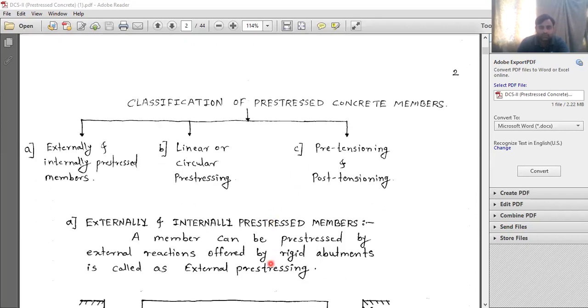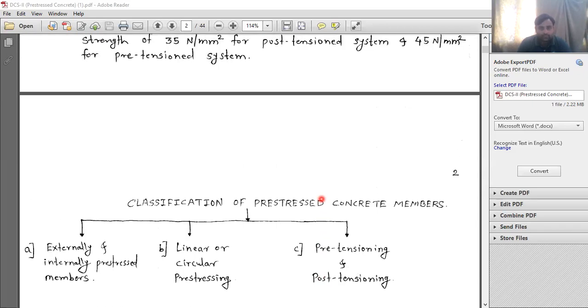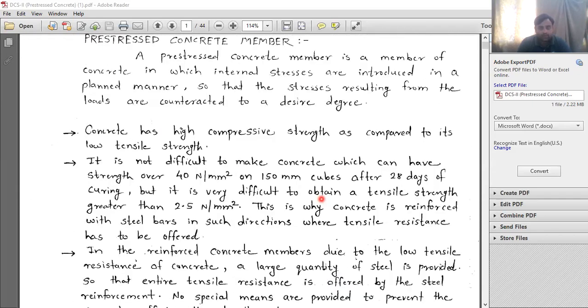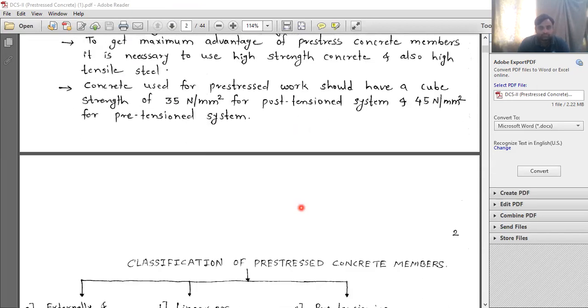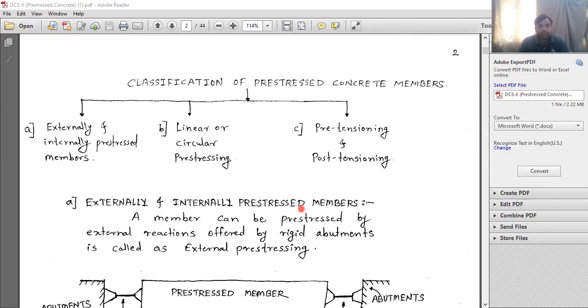So next is the classification of the pre-stress. Classification of pre-stressed concrete members. Okay, see here some classification is given. Classification of pre-stressed concrete member. So the classification is done in many ways.